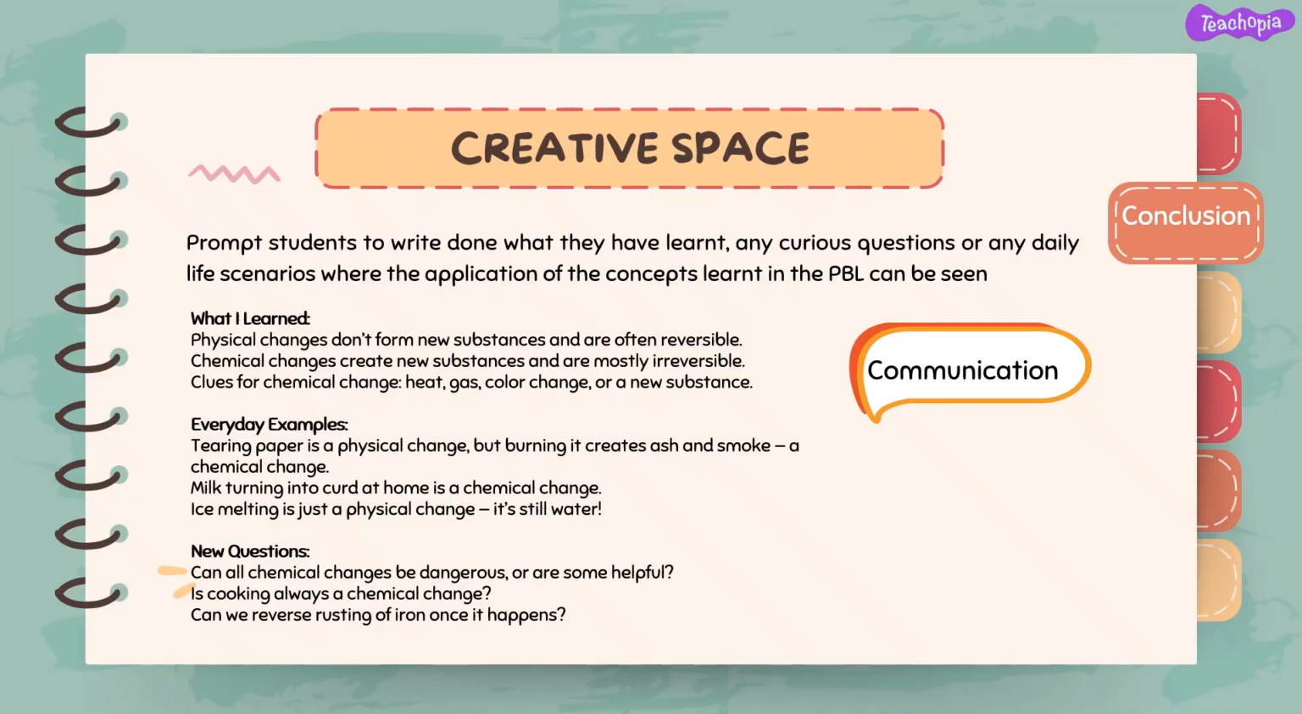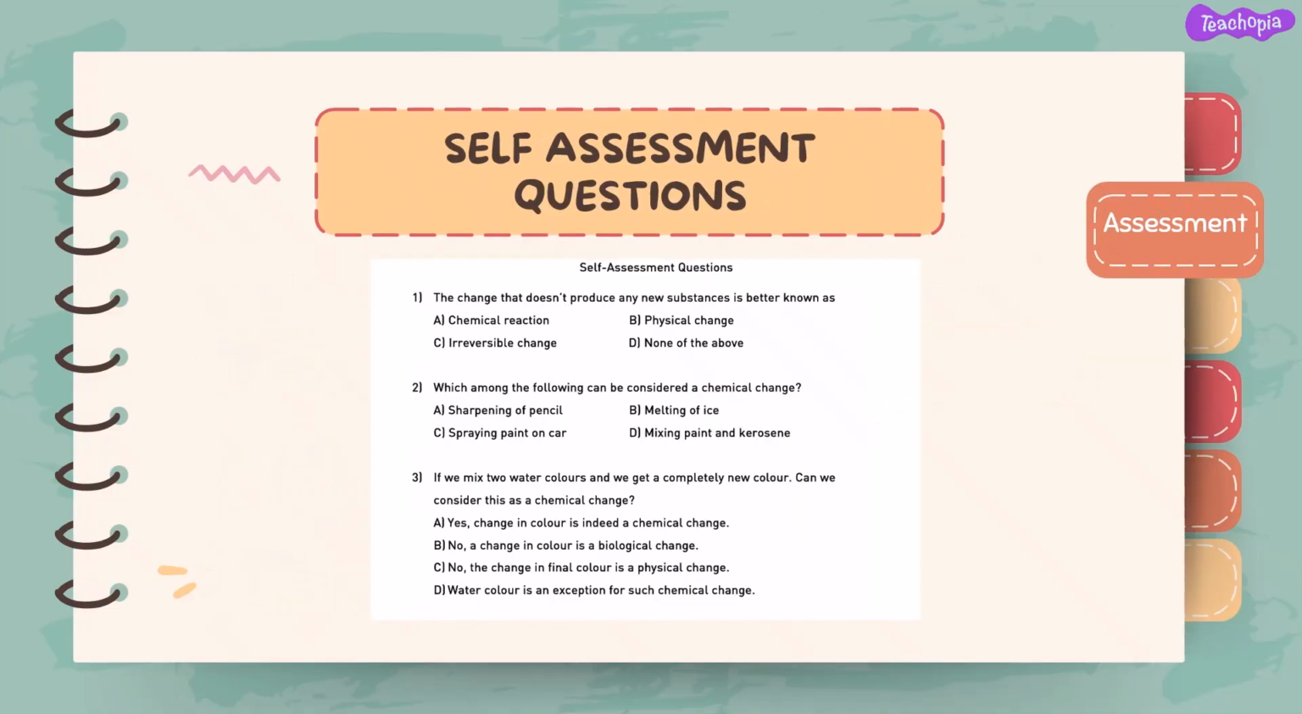Now comes the creative space. This space lets them express their learnings, thoughts, and questions and connect them to their daily life. They write down deeper reflective questions like: is cooking always a chemical change? This helps in connecting science to real world problems and thus helps in building problem solving skills, showing how PBL fuels lifelong curiosity. Finally, 10 self assessment questions help students reflect on their progress.